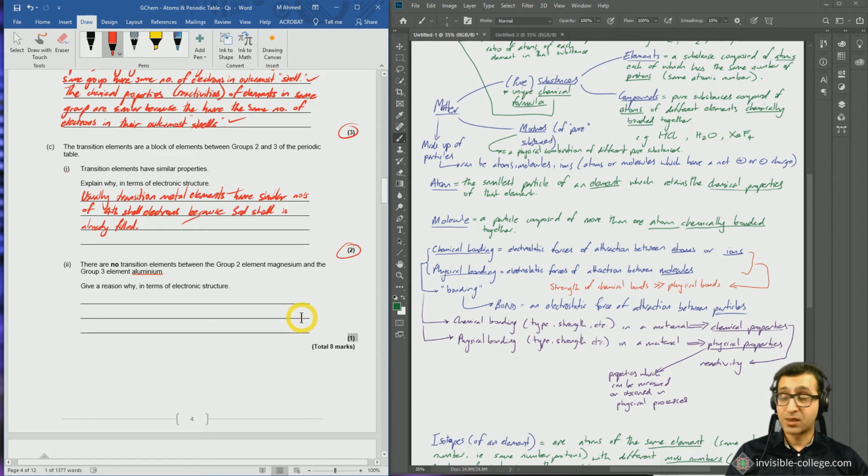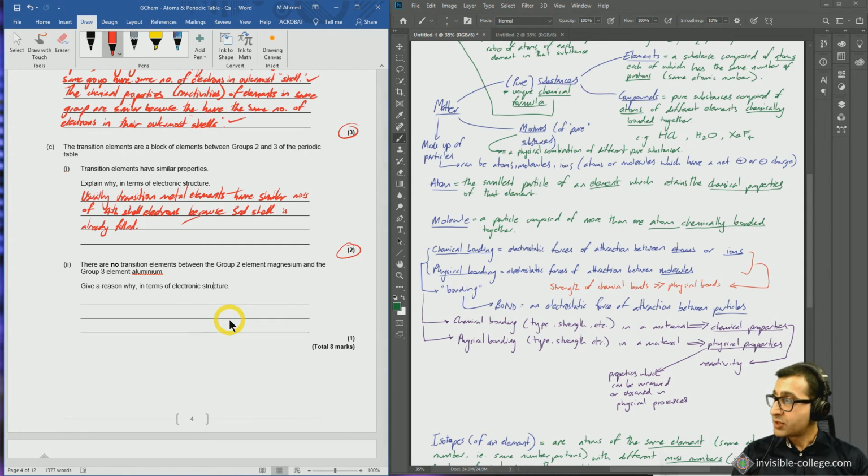A 1 mark answer isn't necessarily any more in the new specifications a single word or a couple of words. It may be a sentence. It may even be a short paragraph. So be very careful to pay attention to the number of lines here. So give a reason why in terms of electronic structure. So when you see this phrase in terms of, it means give your answer using these ideas as an explanation or as part of your explanation.